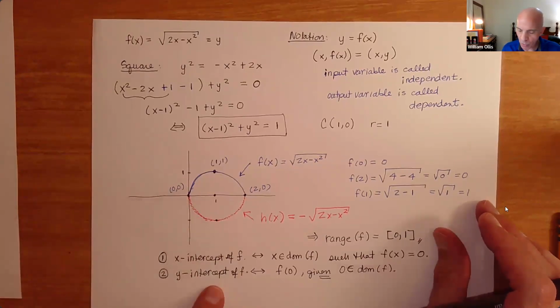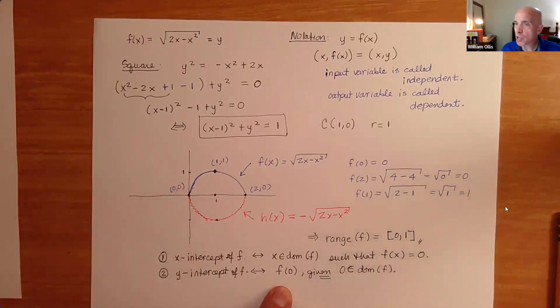So again, this doesn't require solving an equation. We just have to know that f of 0 makes sense. And it will make sense if 0 is in the domain of f. If it's not, then there is no y-intercept.